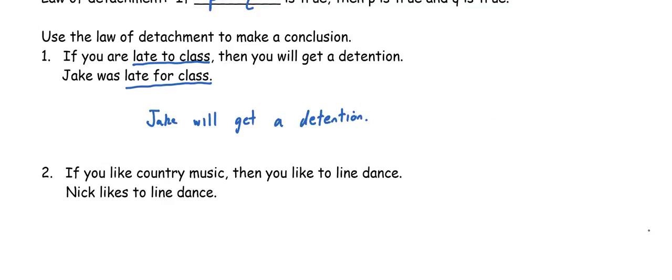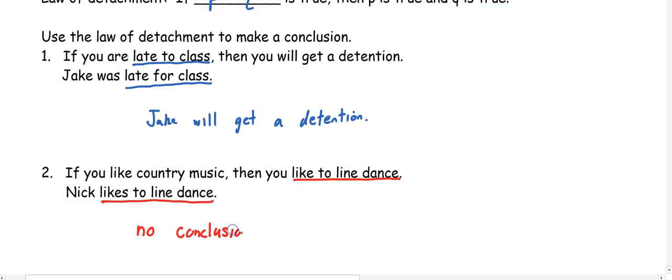Number 6, if you like country music, then you like to line dance. Nick likes to line dance. Now, the problem with this is that "like to line dance" is a conclusion. So just because Nick likes to line dance doesn't necessarily mean that he likes country music. We can't go backwards. We can't say the conclusion is true, so the hypothesis is true. In this case, because we are given a conclusion and another conclusion, we can't make another conclusion. So no conclusion can be drawn.